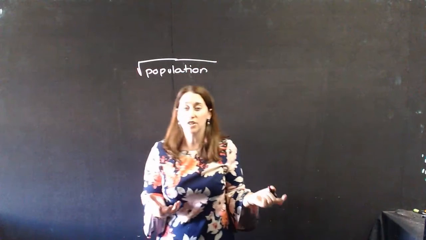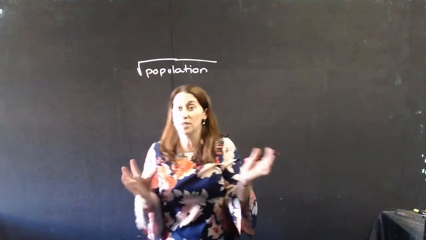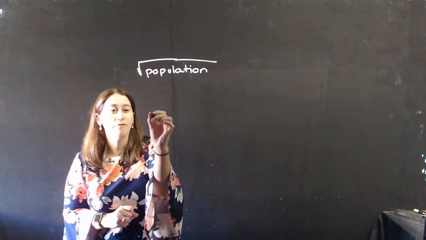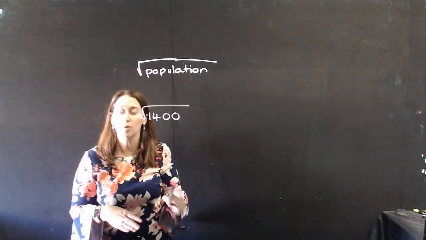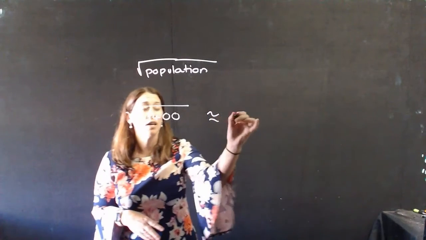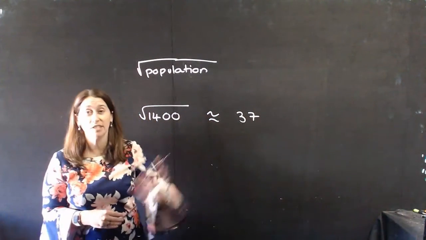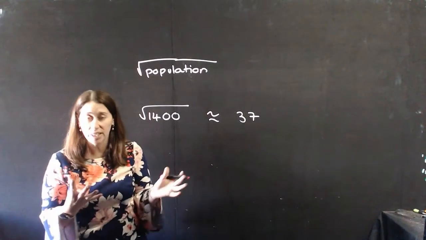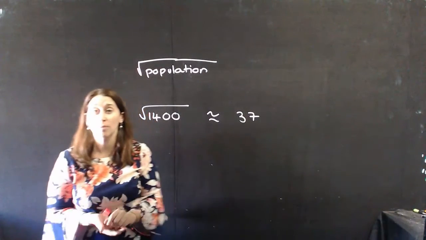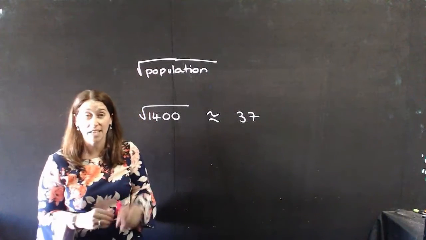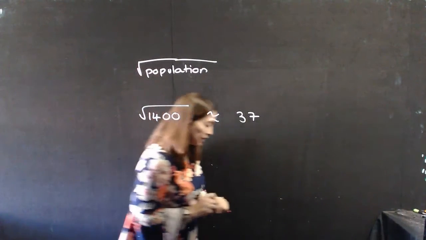So if your entire population, say of Ormiston College, was 1400, then the square root of 1400 would give you an appropriate sample size to take, which is roughly 37. So you could take a suitable sample size of 37 students if you were looking at only the student population, and that would give you a reasonable sample size and you'd have a reasonable amount of data. So the square root of the population gives you a guide on the size of the sample.